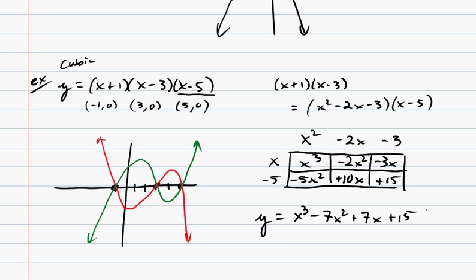Now there's 2 ways to tell which of these snakes is going to be correct. Well, first of all, my y-intercept is going to be (0, 15). So I know right away this is going to be 15 up, and so it must be the green one. But also, something that the lead coefficient tells us is if it's positive, then it goes up.